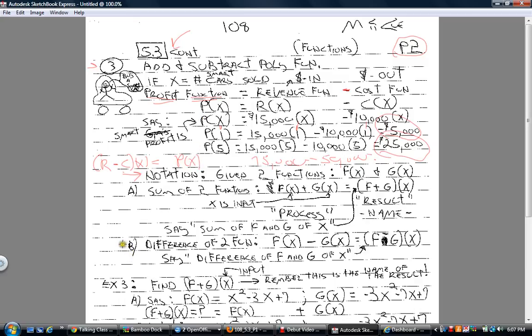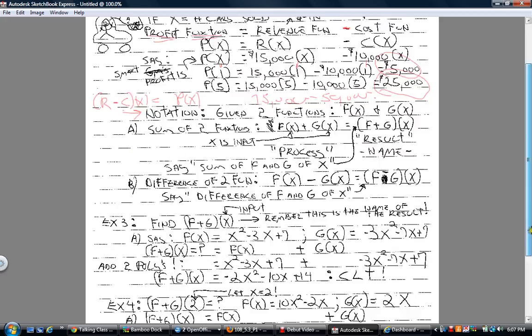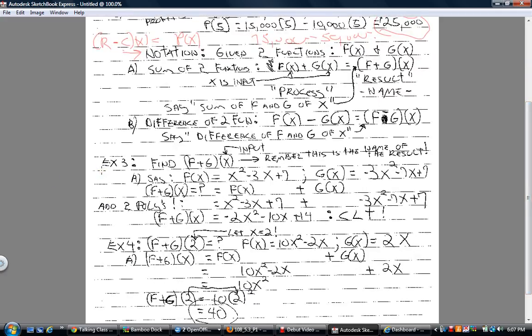Okay, so all this fancy notation, you get some problems on here. You're going to do something we've already covered before. We've added or subtracted polynomials, that is combining like terms. So now don't let the notation mess with you at all. You're going to add 2 functions.